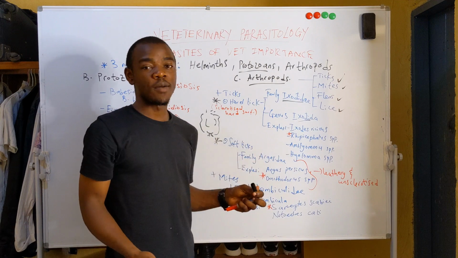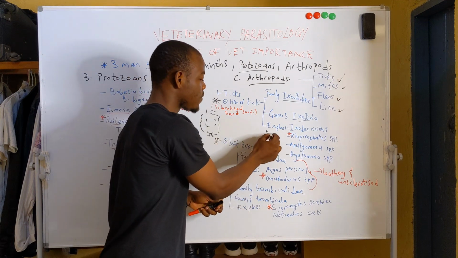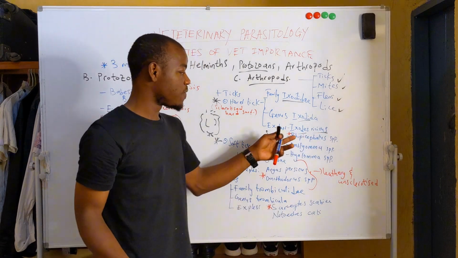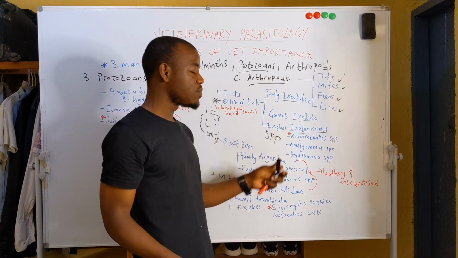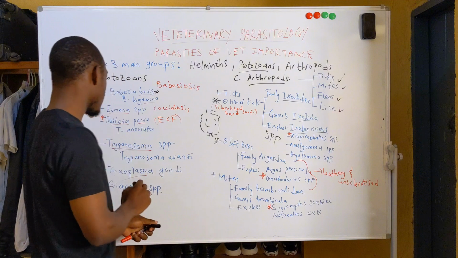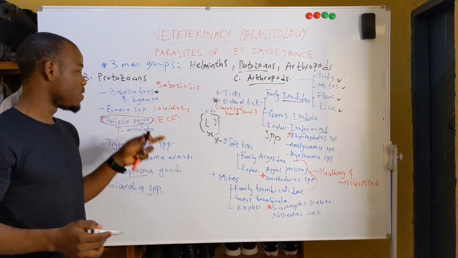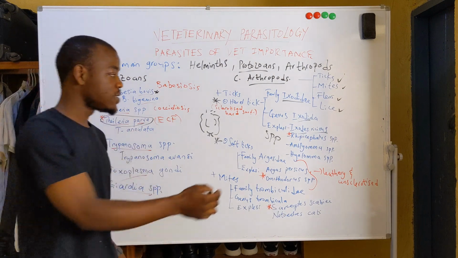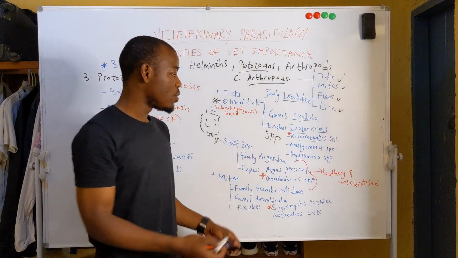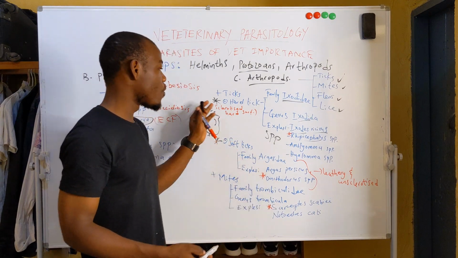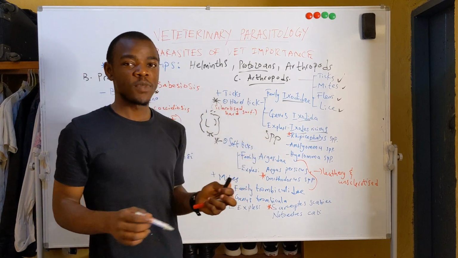Now the various species, for example, you have Ixodes ricinus and Rhipicephalus species. Rhipicephalus species is responsible for the transmission of East Coast fever, Theileria parva. It is the vector of Theileria parva. This is Rhipicephalus. Then we have Amblyomma and Hyalomma species. This is for the hard ticks. These are just key examples.